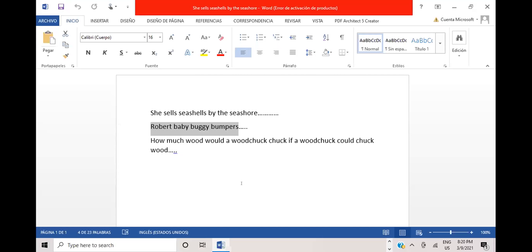Me. Go ahead. How much would a woodchuck if a woodchuck would chuck wood? Okay, good, very good. Another volunteer. Me, teacher. Go ahead. How much wood will a woodchuck chuck if a woodchuck could chuck wood? Excellent. Yes, sir. Go ahead now. How much wood would a woodchuck chuck if a woodchuck could chuck wood? Excellent. Very good. Another volunteer?